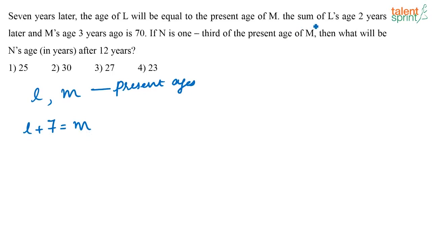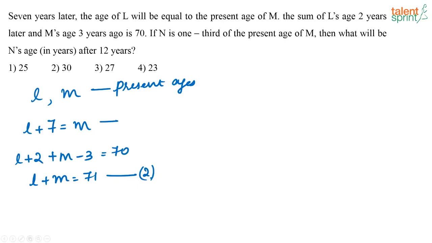Then they are saying the sum of L's age 2 years later and M's age 3 years ago is 70. What is L's age 2 years later? L plus 2. What is M's age 3 years ago? M minus 3. This sum is equal to 70, or I can say L plus M is equal to 71. So I have two equations here for L and M, or here I can say L minus M is equal to 7. Two equations, two unknowns. Solve for L and M.